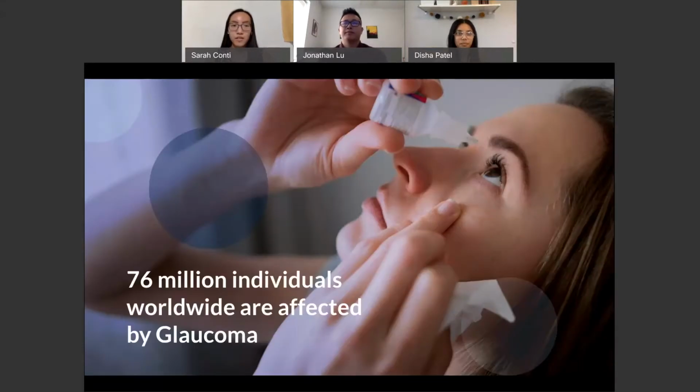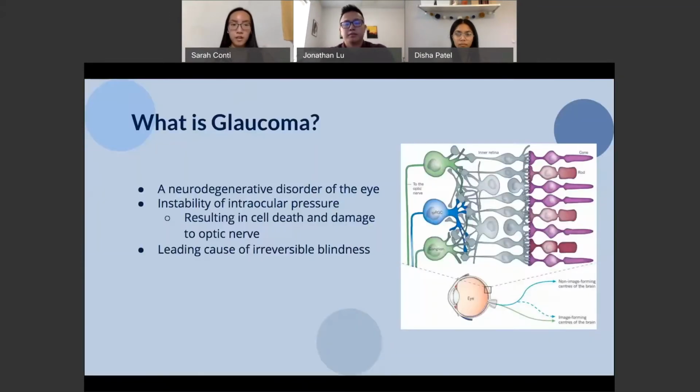As of 2020, 76 million individuals worldwide are affected by glaucoma, and this number is estimated to grow to 111.8 million by 2040. But what exactly is glaucoma? Glaucoma is a neurodegenerative disorder of the eye, characterized by the instability of intraocular pressure, resulting in cell death. Typically, this is because the pressure in the eye is too high, though there are instances where the pressure is normal or lower than usual, which will be discussed later in this presentation. This disease is the leading cause of irreversible blindness.